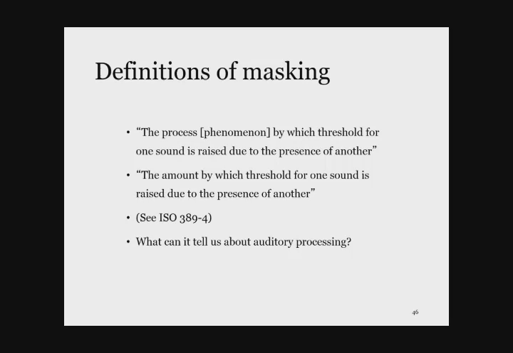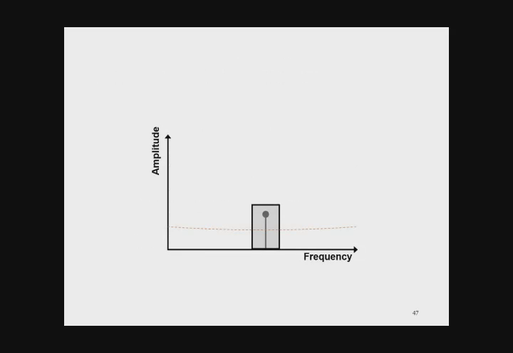First, the definition of masking, and I say that because there are two definitions of masking. Well, there's one definition of masking, but it covers two concepts, namely the process by which the threshold for one sound is raised by the presence of another, and the amount by which the threshold for one sound is raised by the presence of another. These are identical sentences, apart from the words process and amount. What can it tell us about auditory processing? So just remember that masking is two things. You can use it as a concept, that there is masking happening, or you say there's a masking of 12 decibel.